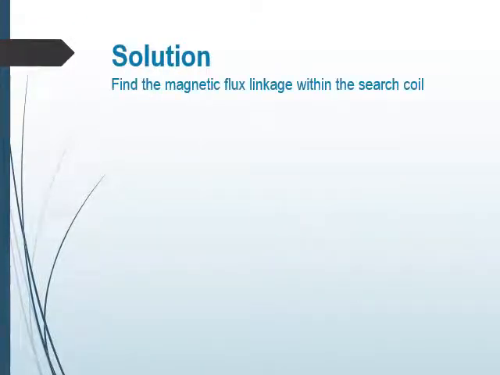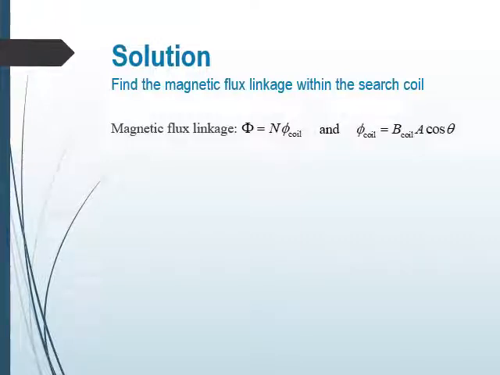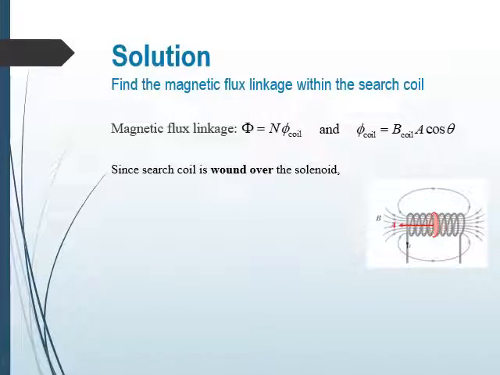To calculate the magnetic flux linkage within the search coil, let's apply the equation. Flux linkage is equal to N phi. N phi is equal to BA cos theta. Now, since the search coil is wound over the solenoid, as shown in the diagram, the magnetic field at the center of the solenoid would be equal to the magnetic field that passes through the search coil.